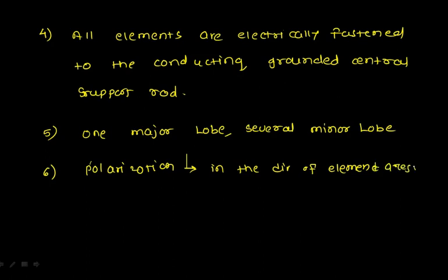Now we'll talk about the 5 element Yagi-Uda antenna. What kind of structure will you observe here? I'll have a reflector first, then a driven element, to which the feed is given. Then I have director 1, director 2, and director 3. So this I'll call the reflector. This will be the reflector.